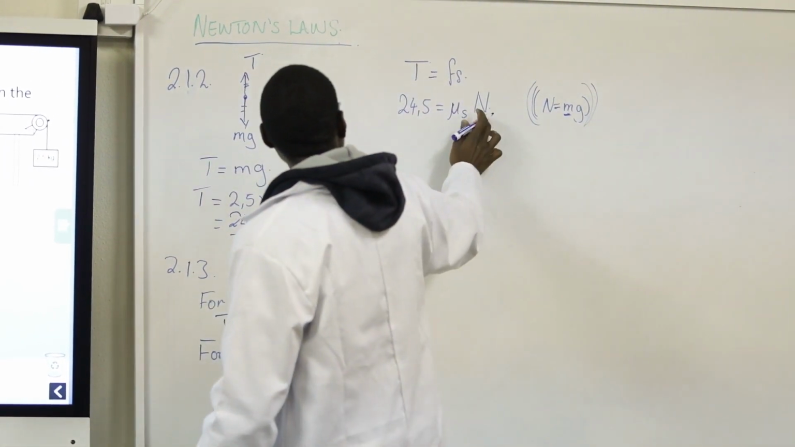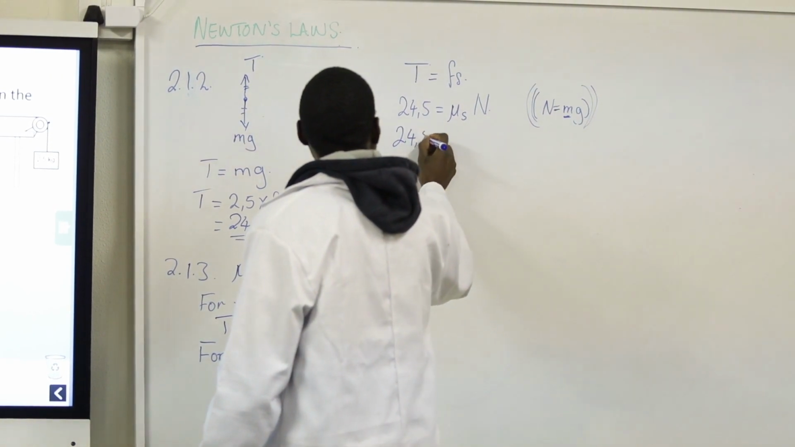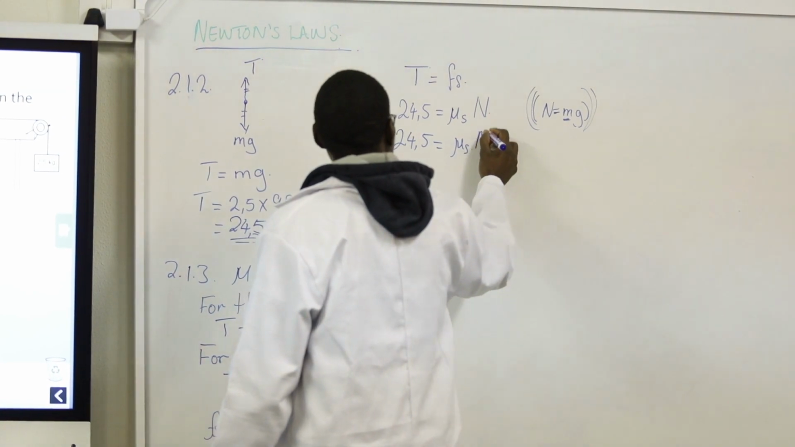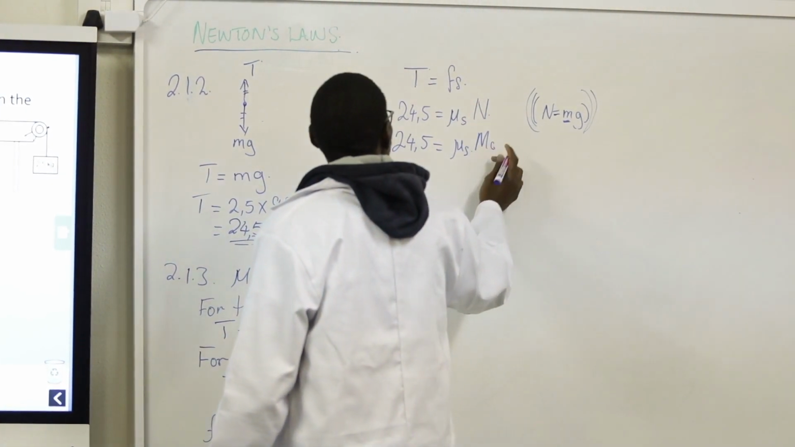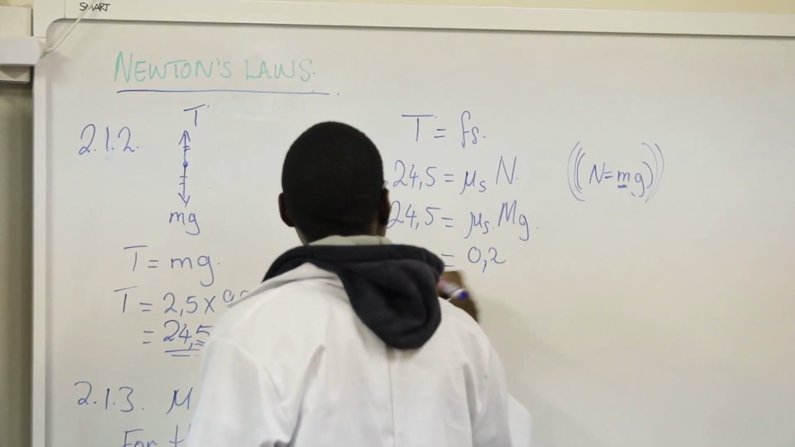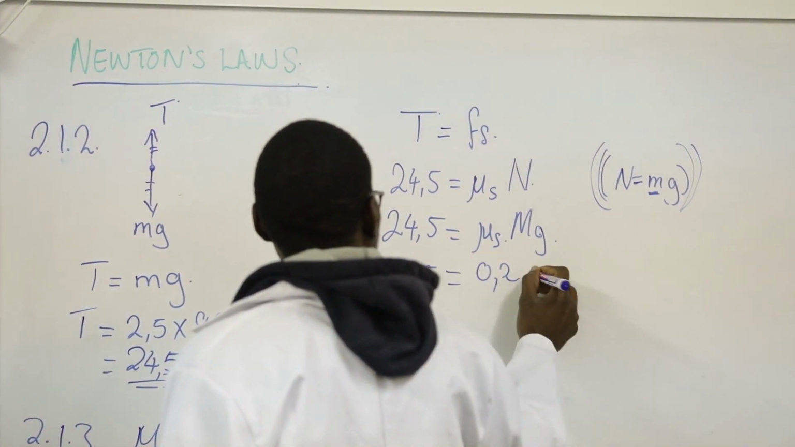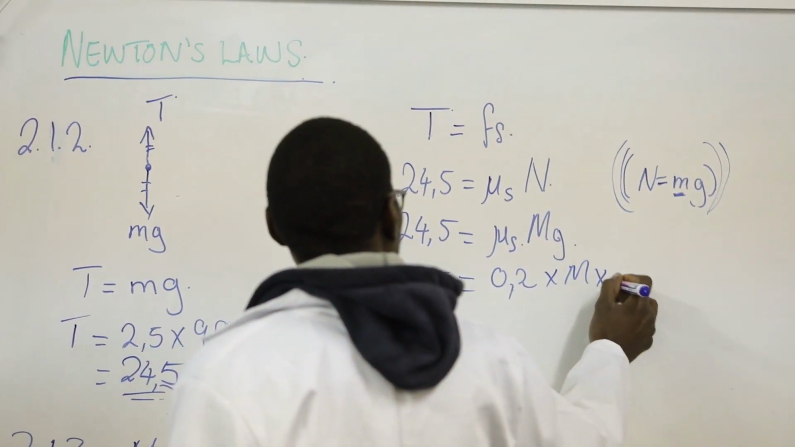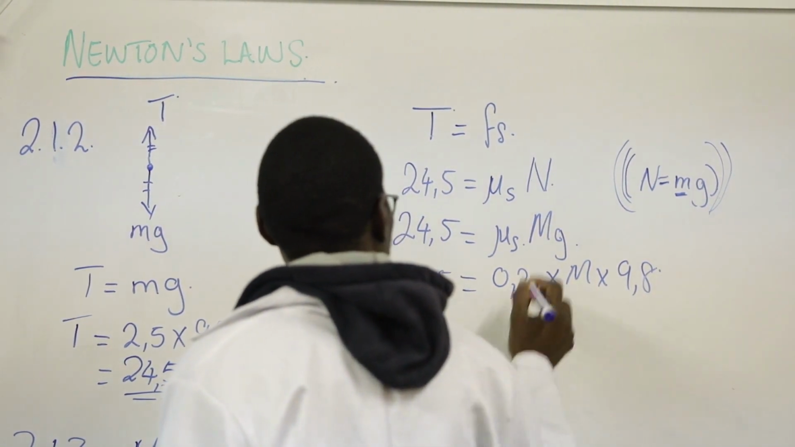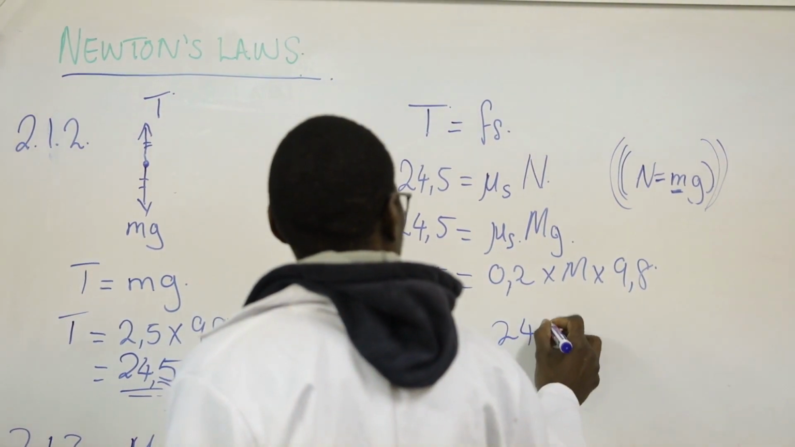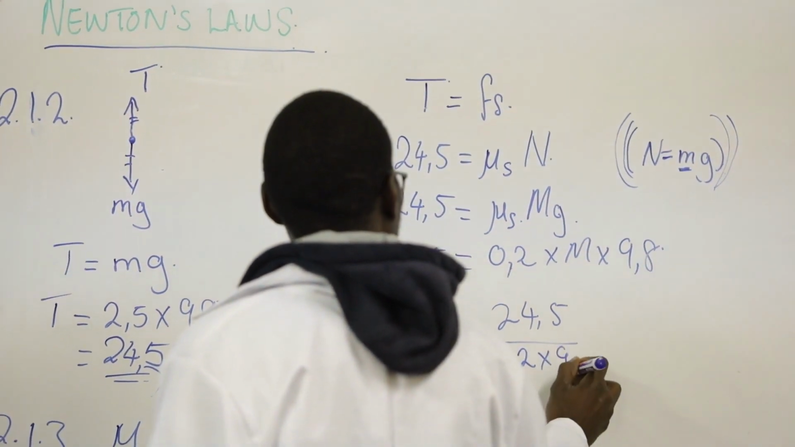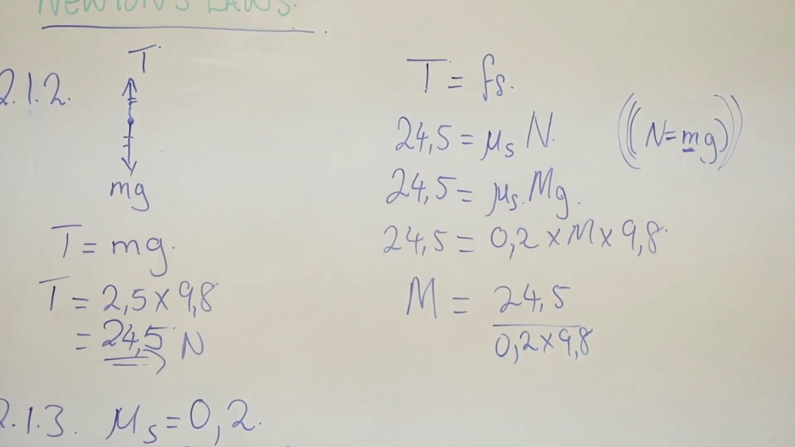So we can substitute N, 24.5 is equal to mu s multiplied by that big M that we are trying to calculate times g. Okay, so let's substitute 0.2. 24.5 equals 0.2 times big M multiplied by 9.8. We can calculate the value of M, 24.5 divided by 0.2 times 9.8. I hope you see what I've done there mathematically.